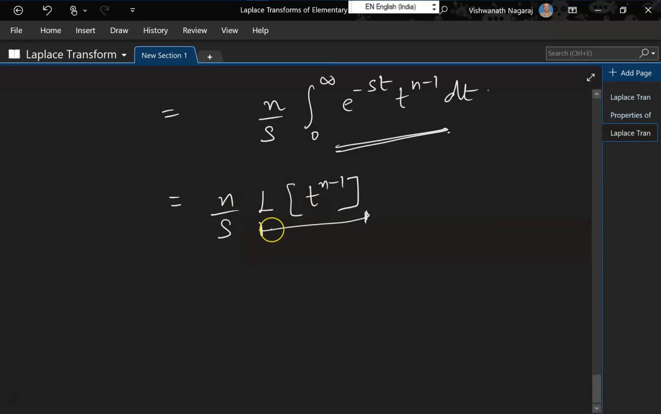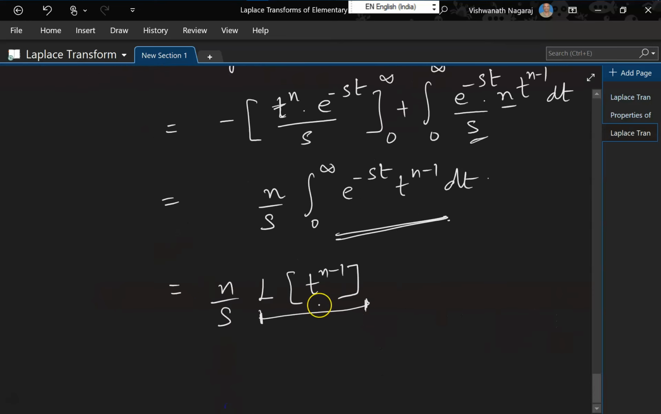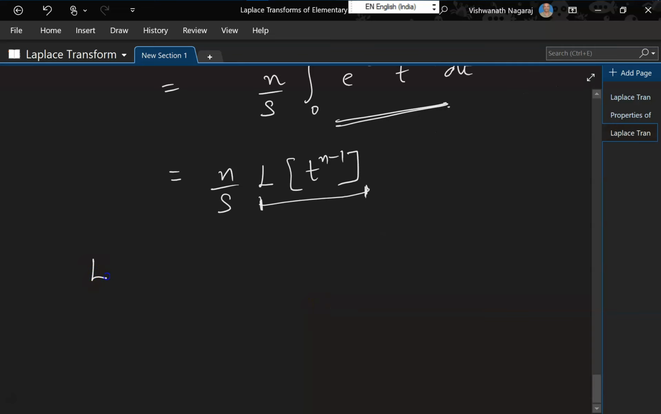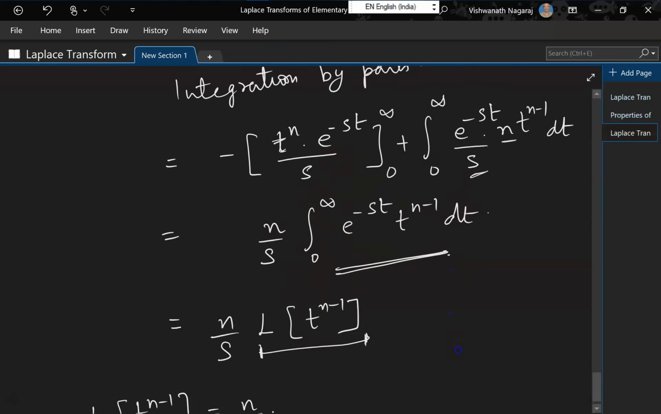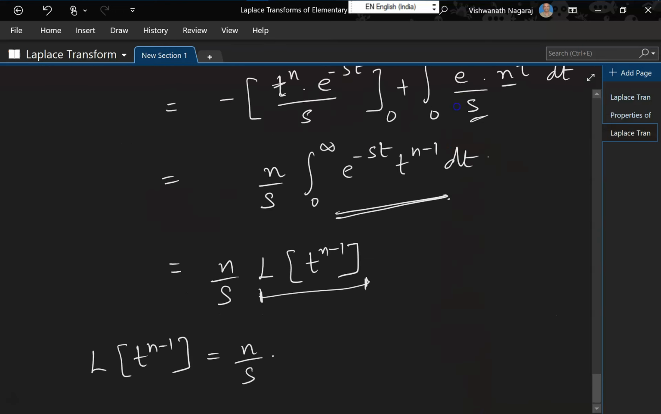We can't just leave it as it is, because if we were going to get stuck here, we would get stuck here as well. Let's look at this. Laplace transform of t to the power of n minus 1 would be equal to what? n, s remains as it is. Then what comes? Because here, if you notice, here what do we have? n, we have t to the power of n.